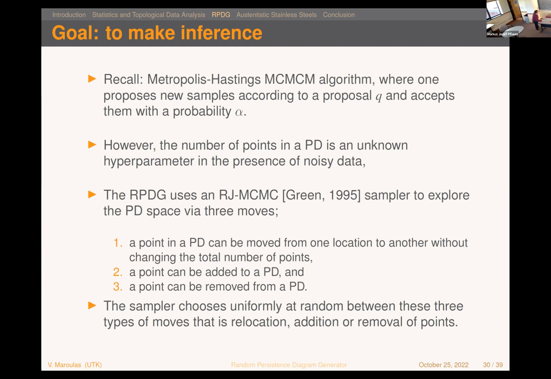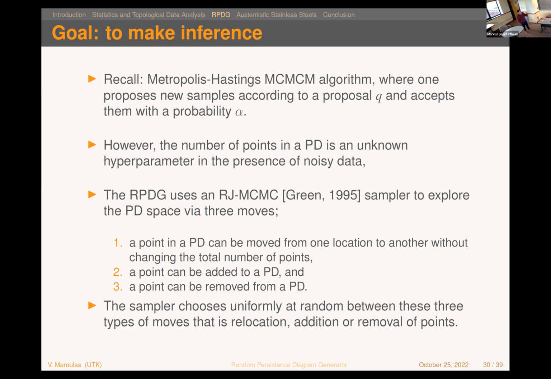Okay, so now that I have a characterization of the spatial pattern, we are ready to basically draw samples and make inference about our problems. Okay, so what we're going to do is this Metropolis Hastings MCMC, where one proposes samples according to a proposal Q and then accepts them with a probability alpha. Okay, remember from the MCMC 101.